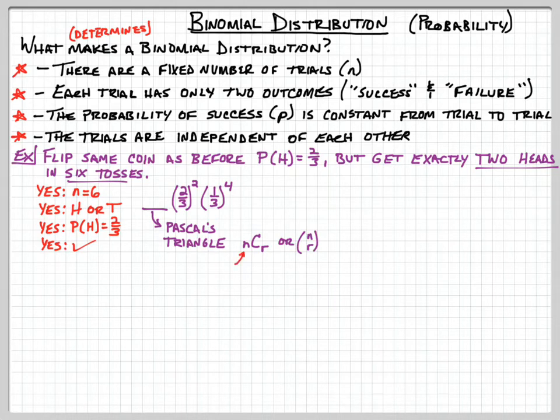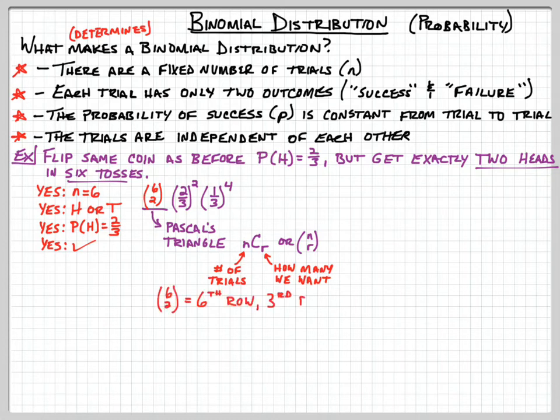In this case, n is the number of trials that we're doing, and if you remember, r is how many we're looking for, how many we want. So we want 2 heads. That's our r. If we punched this into our calculator, we would get 6 choose 2. If we're looking at Pascal's triangle, we're looking at the 6th row and the 3rd position.